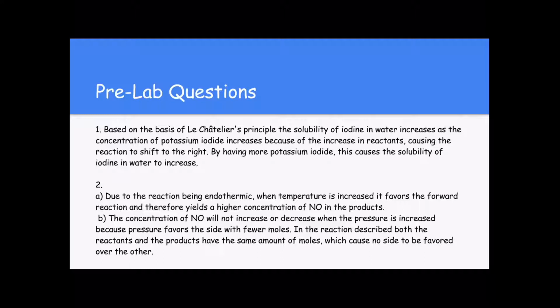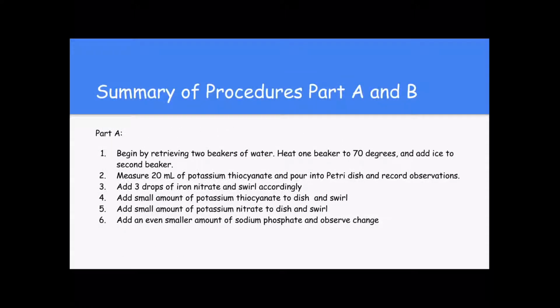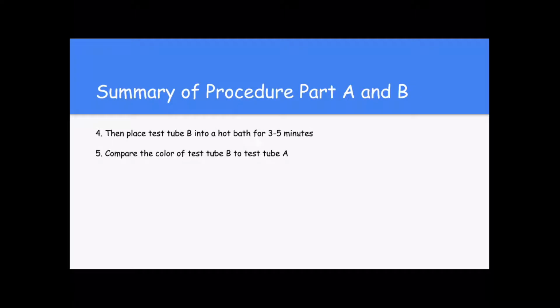Here are the answers to our pre-lab questions answered for the introductory activity. Materials for the introductory activity include iron 3 nitrate, potassium thiocyanate solution, sodium phosphate, distilled water, a 250 milliliter beaker, a 50 milliliter graduated cylinder, ice, a labeling pen, petri dish, pipette, 2 spatulas, 2 test tubes, a test tube rack, and a wash bottle. Here is the summary of procedures Part A and Part B that will be conducted in the next few slides.